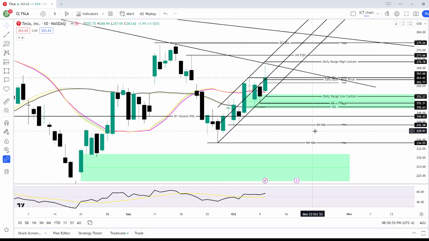So if we're just looking at the daily chart and the price action today, we had our daily range low contain, which is the daily baseline of our bull channel that we've been following for the last 2 weeks. We also have our daily high contain, which is the resistance of the bull channel that we're currently in.